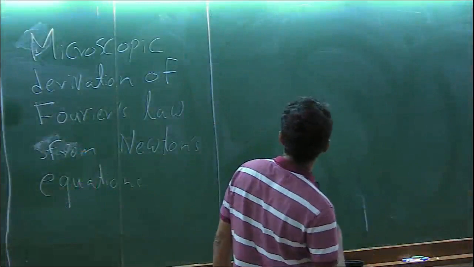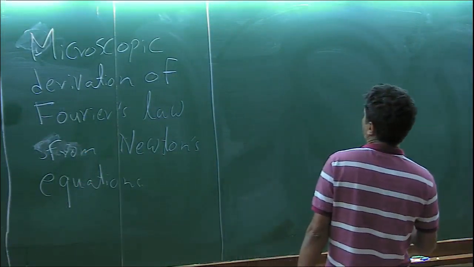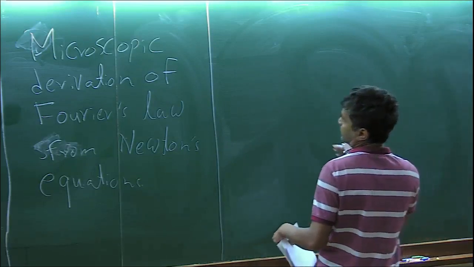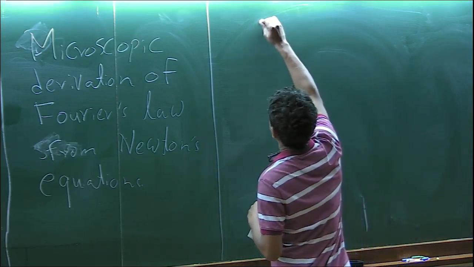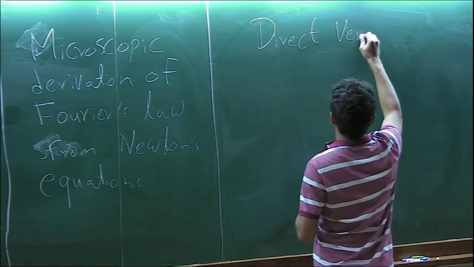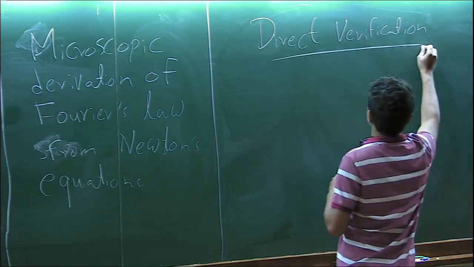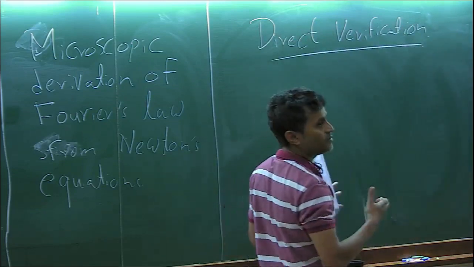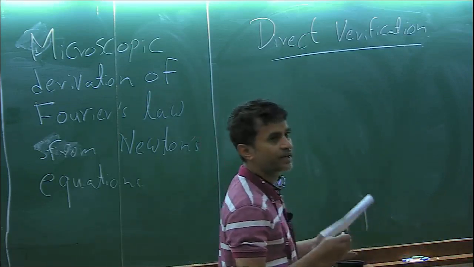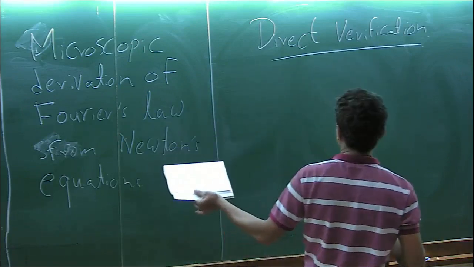What's the most direct way you can study this question, okay? One of the most direct ways to do this is, let's call it a direct verification. Let's say I take a system with some given Hamiltonian, and to start with, like Deepak said, it's always good to look at the simplest models. So we'll take a one-dimensional system and try to verify if this Fourier's law is true.